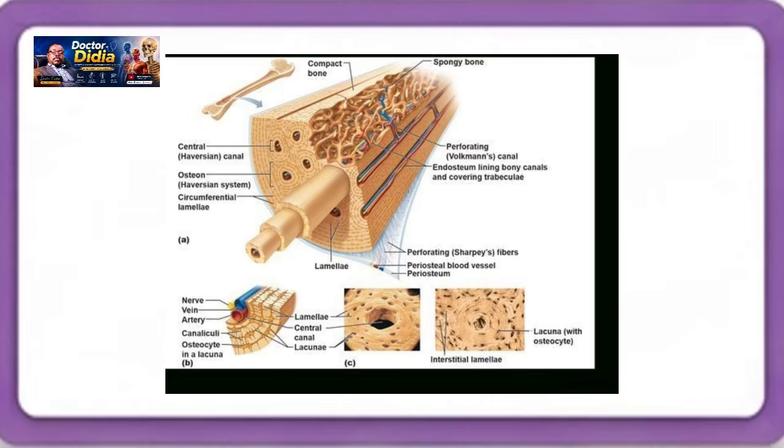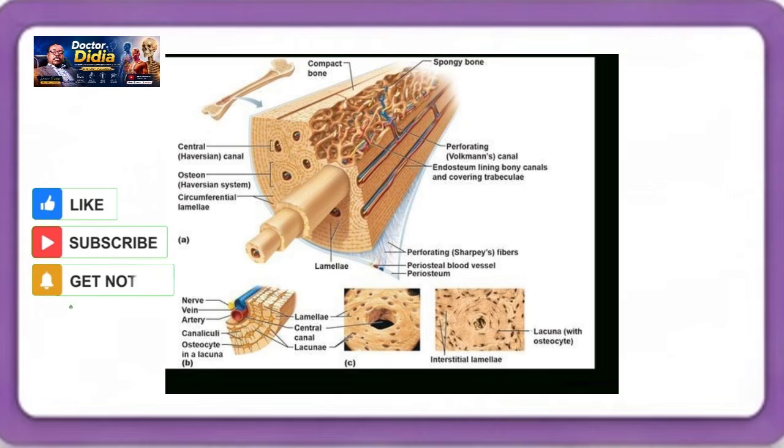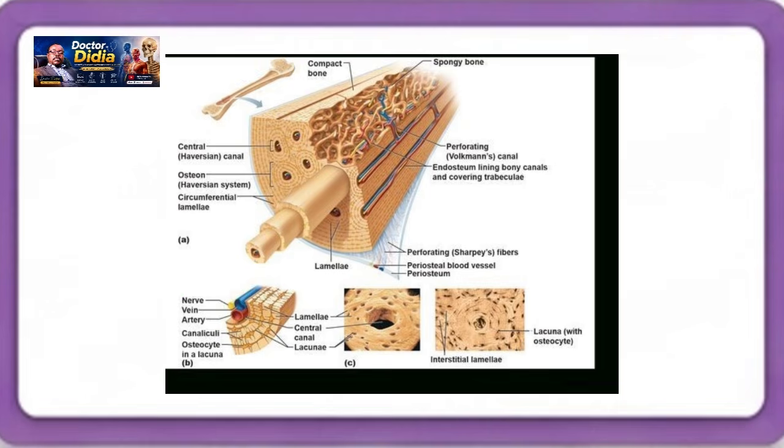When you look at the histology of compact bone, you will see the following: the Haversian system, also called the osteons. This is the unit of compact bone. They are cylindrical building blocks that run parallel to the length of the bone to provide strength against compression and twisting. You also have the lamella or lamellae. These are concentric rings of hard, calcified bone matrix that make up each osteon. They can be circumferential, concentric, or interstitial.